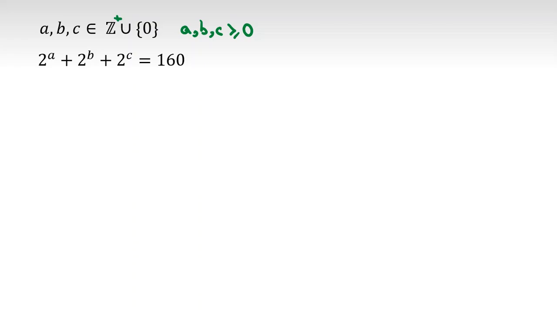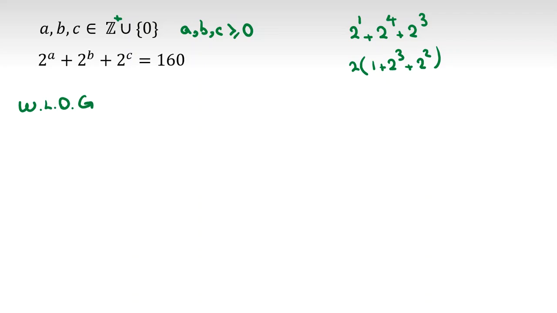Okay. For the first step, I want to factor. For example, when we have 2 to the 1, 2 to the 4, 2 cubed, I can factor out a 2, and it will be 1 plus 2 cubed plus 2 squared. So if I find the minimum one, I can factor. Because the problem is symmetric with respect to A, B, C, I can say without loss of generality, suppose A is less than or equal to B, and let me write it like this because they are at least 0, less than or equal to C.